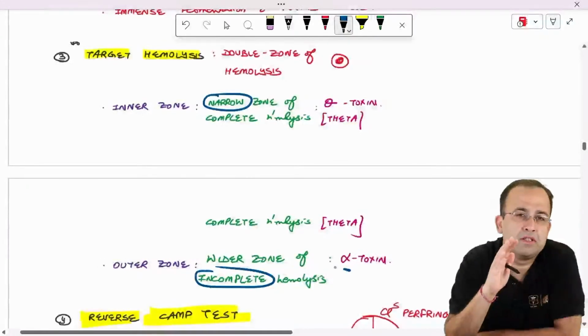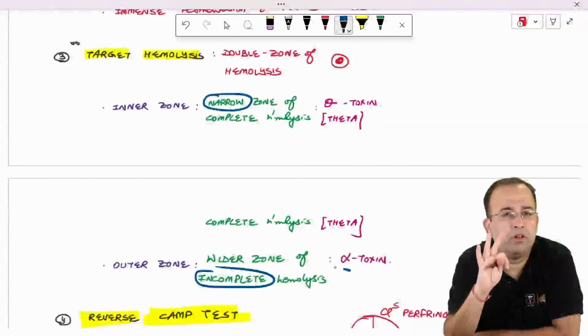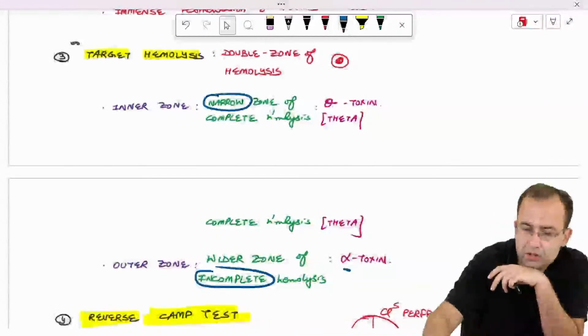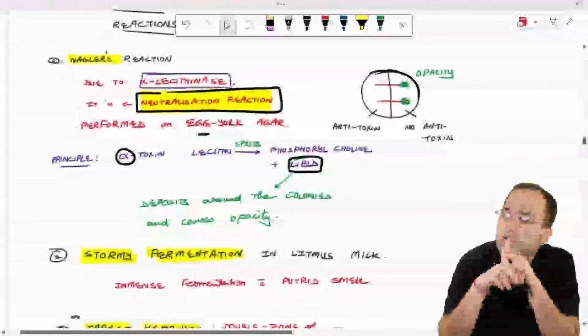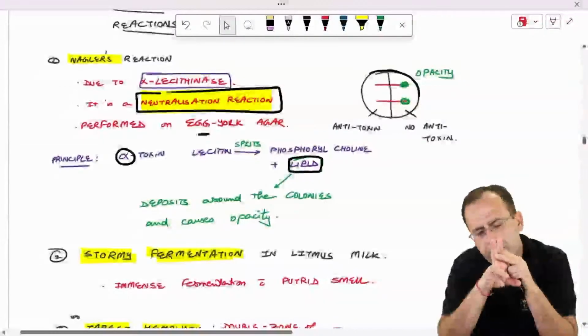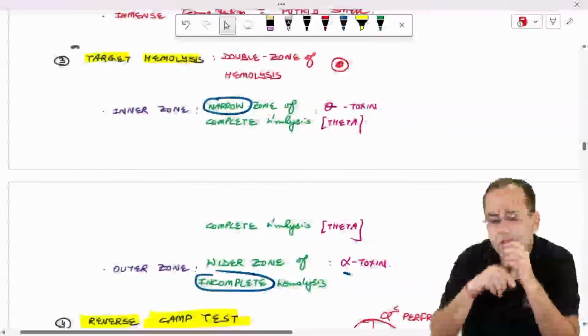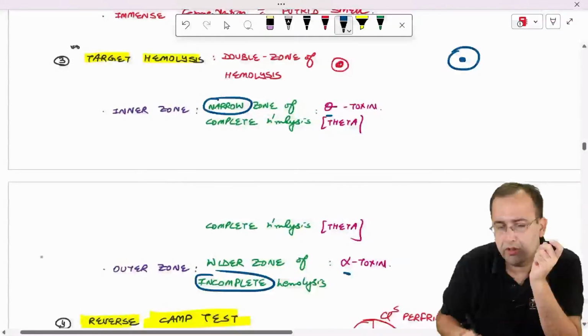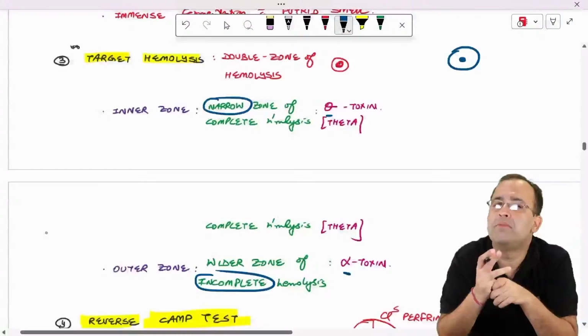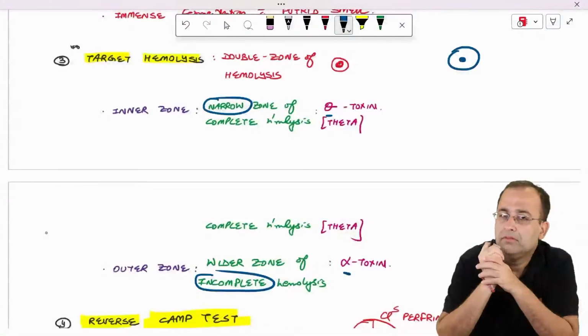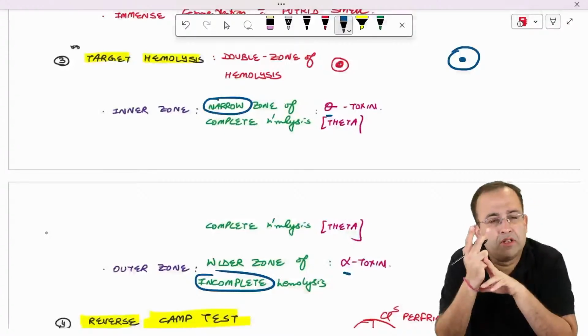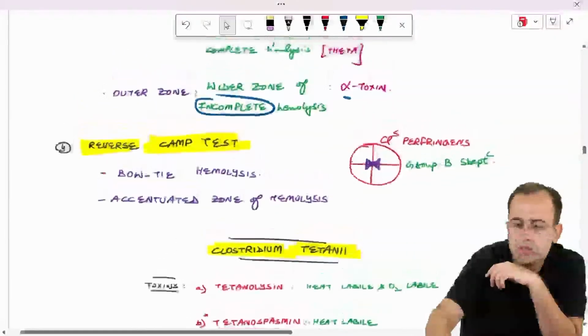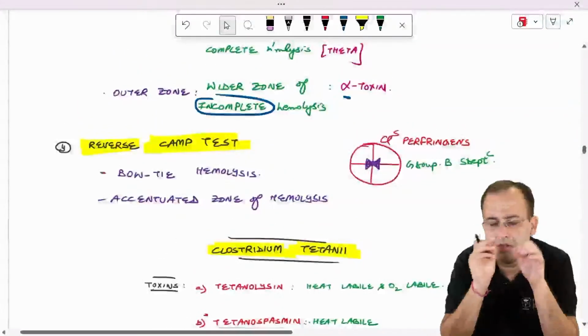So Clostridium perfringens, 3 points. Firstly, it is associated with Nagler's reaction, which is a neutralization reaction. Stormy fermentation in litmus milk, not that important. Target hemolysis is a double zone of hemolysis. The inside is a narrow zone due to theta toxin, which is complete hemolysis. Outside is incomplete hemolysis due to alpha toxin. And lastly, the reverse CAMP test: arrowhead hemolysis or accentuated zone of hemolysis, or reverse CAMP test, is Clostridium perfringens.